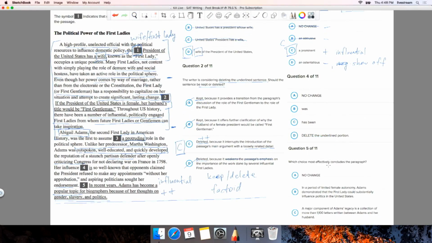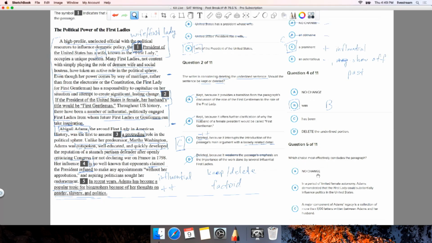So question number 4, no change. Protruding role. Her influence is so well known that opponents claim the president refused to make any appointments without her approbation. So is that correct? Well, what I want to look at here is the verb tense in the rest of the sentence. I've got claimed, refused, and those are all past tense. So I want something that's past tense, and I think was would fix it. Her influence was so well known that opponents claimed the president refused. And so there we go. I have my answer of B.